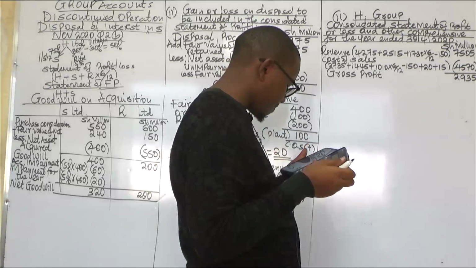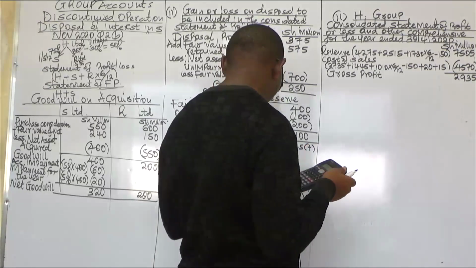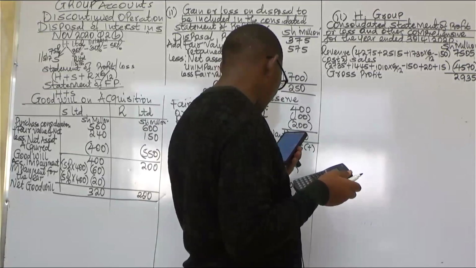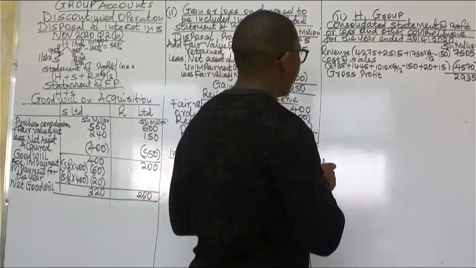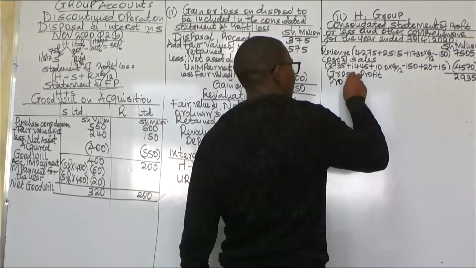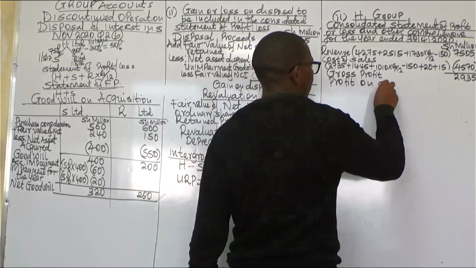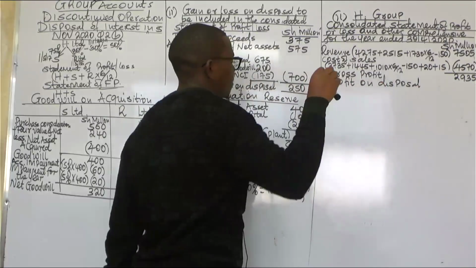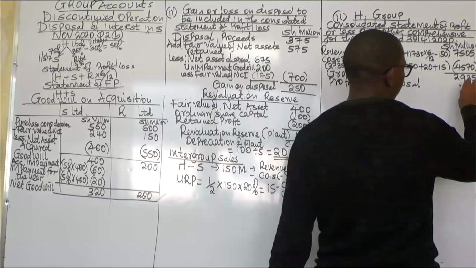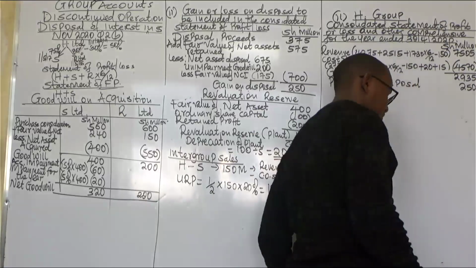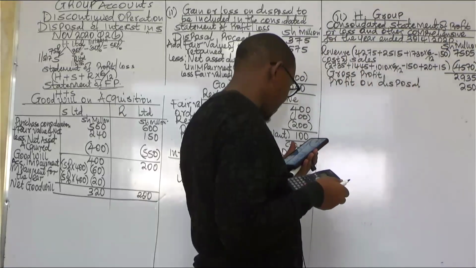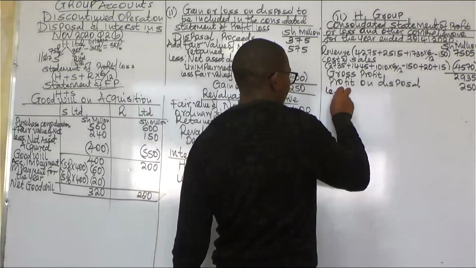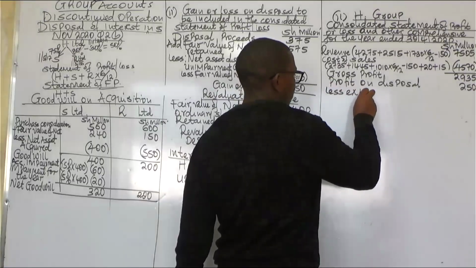Continue. From there I will have the profit on disposal. Profit on disposal, which was of how much? He has disposed it at a profit of 200 and 250. And there is no other profit there, so I will less the expenses.